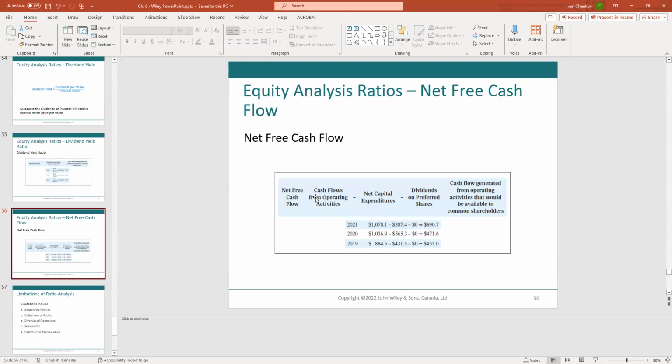Net free cash flow is the cash flow from operating activities minus the capital expenditures minus the dividends on the preferred shares. This company doesn't have dividends on preferred shares, so that number will be 0. The only thing that they have is the capital expenditures. When you get the cash flow from operating activities and deduct the capital expenditures, you're going to see the net free cash flow. How much cash you have available for any other operating activities.